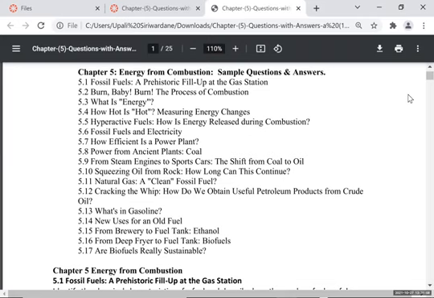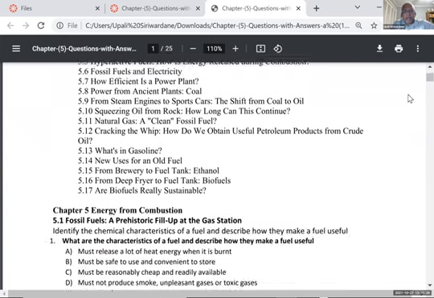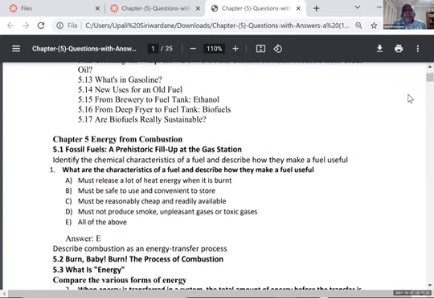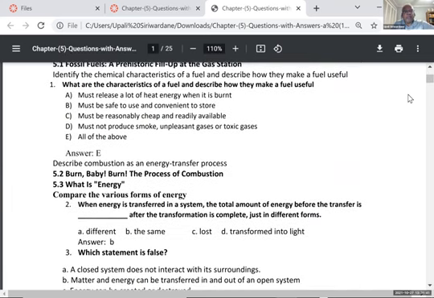We're going to talk about combustion of fossil fuels and energy release and how we produce electricity from fossil fuels, and also compare different types of fuels, biofuels, gasoline and wood, and talk about sustainability of biofuels. Okay, I'm going to start with question number 1.